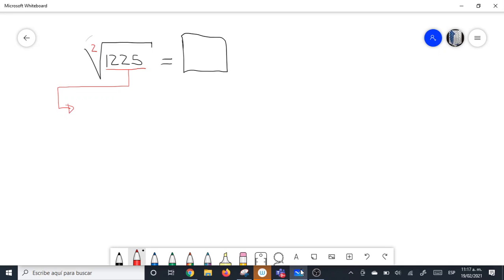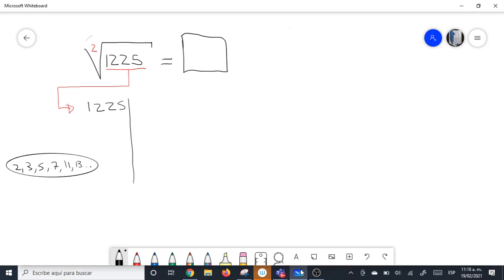So we need to do 1225, and we have to check with the prime numbers that I am going to write here. 2, 3, 5, 7, 11, 13, and there are more, but we just need these. So I am going to start checking with the prime numbers, and let's see if this is divisible by them. What about the 2? The 2 cannot divide this number because this number is odd.